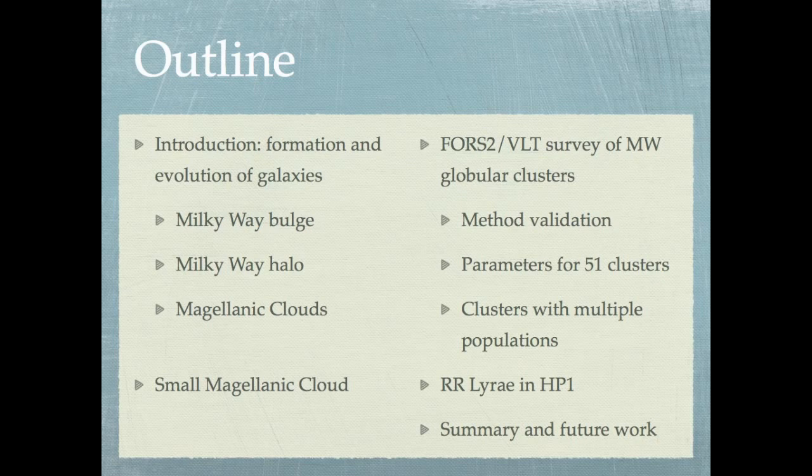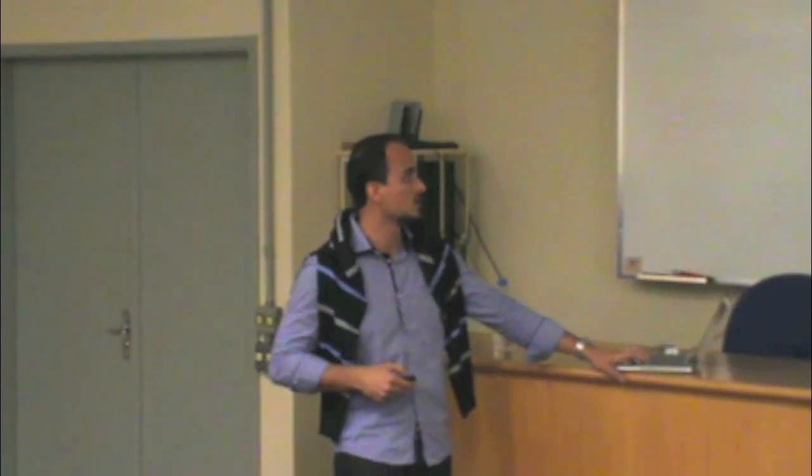And then I start with the small Magellanic Cloud, and then a huge portion of the thesis is this survey of globular clusters in the Milky Way. So I will spend some time with this survey here. Finally, I will discuss a specific interesting cluster in the bulge, HQ1, and then we'll finish with a summary and the perspectives. So let's start with the introduction.